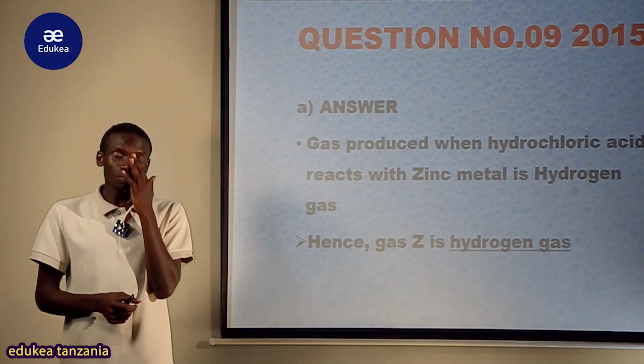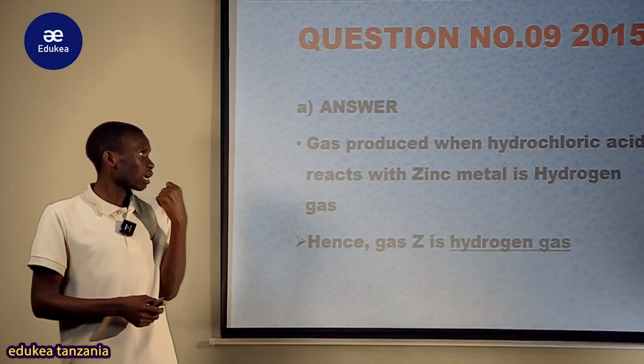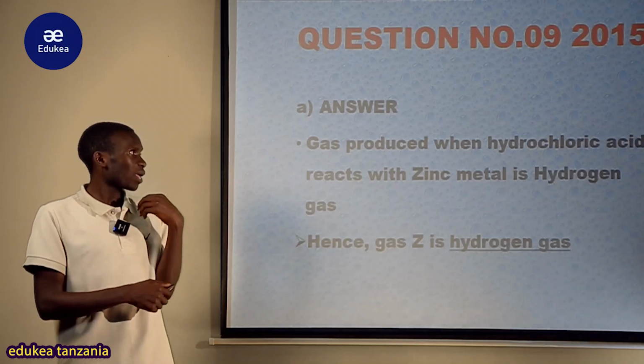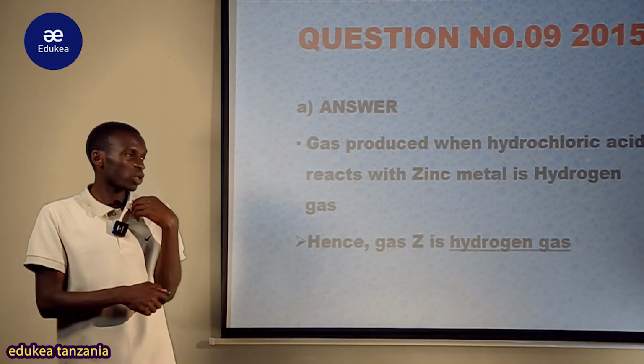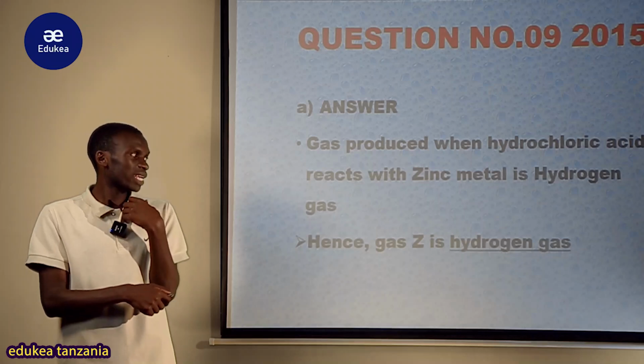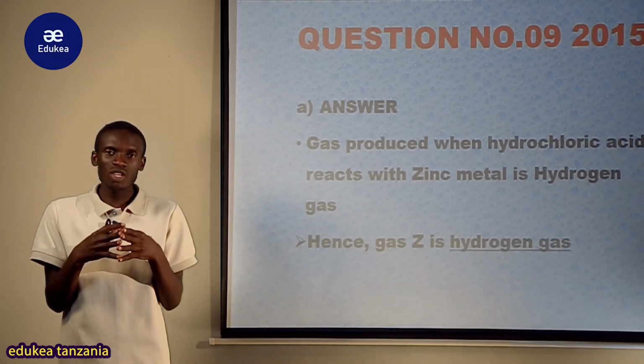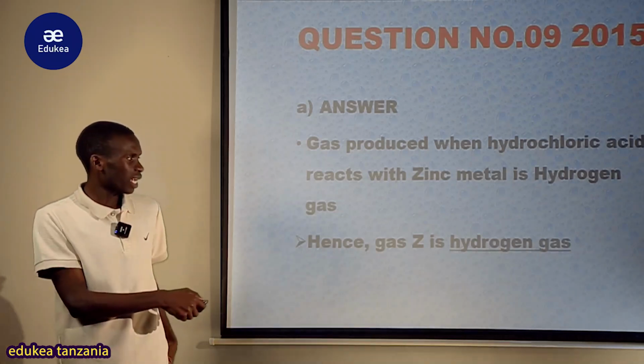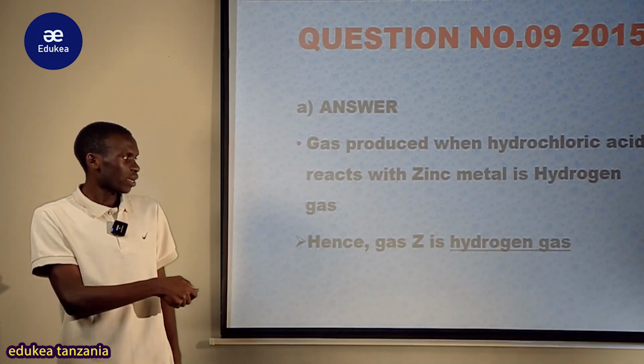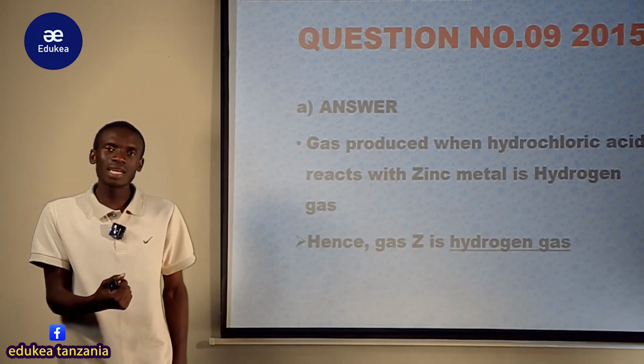Kwa hiyo ndo gas pekee ambayo inaweza ikatengenezwa kwa kutumia hydrochloric acid na zinc metal ni hydrogen gas. So gas Z ni hydrogen gas. So mwanafunzi atakiwa ajaze tu hydrogen gas. This underlined is the answer. Gas Z is hydrogen gas.